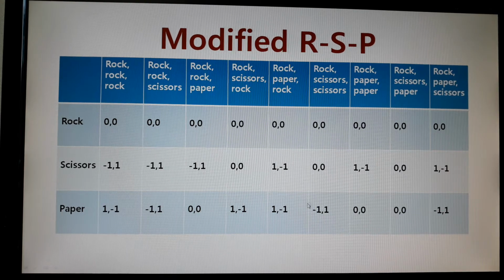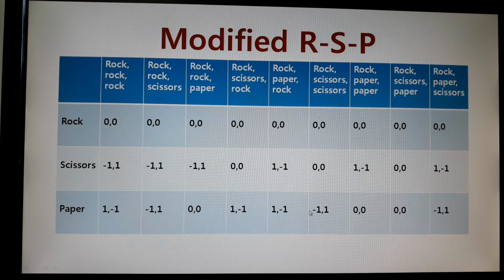What about here? Paper against rock, scissor, scissor. The only thing that matters is the third scissor because Tom chose paper. So scissor wins over paper. That's why Bill gets 1 and Tom gets -1.